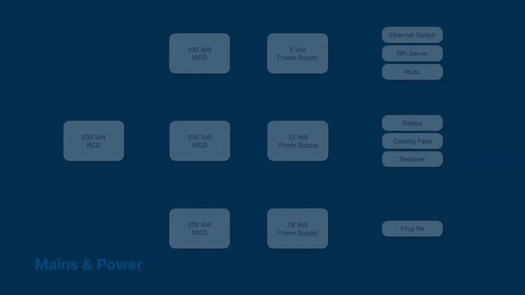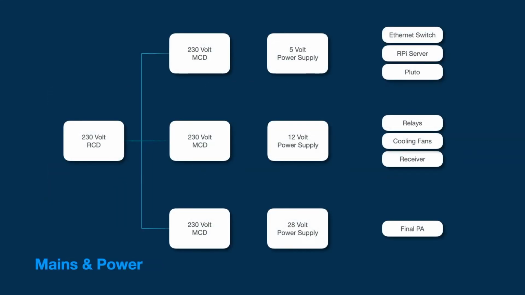So one RCD breaker to protect myself and anybody that happens to be passing by, followed by some MCBs that will cut out if there's any kind of an overload from any of the power supplies.